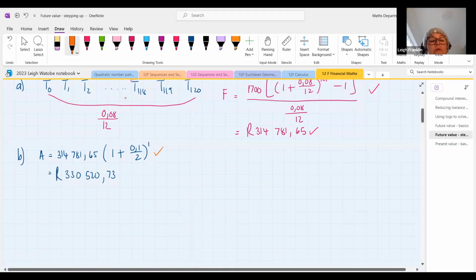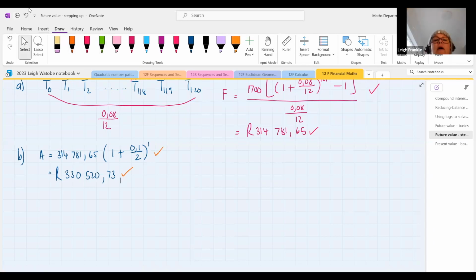Okay, so there is a mark for substituting into the correct formula, and then a mark on our answer. Yes, Yamkela, always to 2 decimal places.